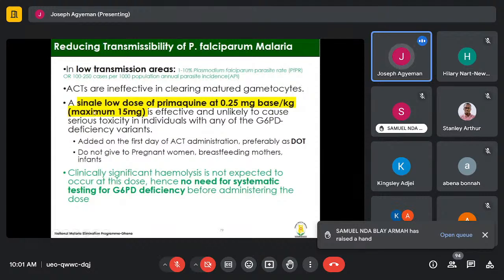So you give a very low dose just once. You see the 0.25 milligram per kilogram body weight. The maximum that we give to them is 15 milligram. And that one won't affect the G6PD status. So that is one of the newer recommendations that they plan on rolling out this year. We are already in the 4th month. I don't know whether it's out or not. So we will come back to this.